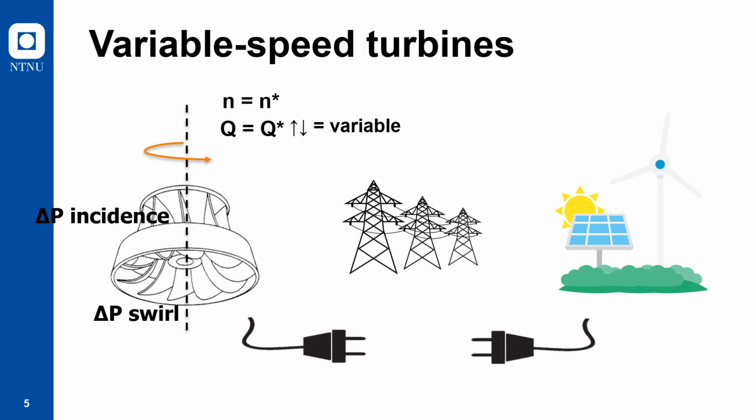The philosophy behind variable speed turbines is that by letting the runner speed also be a free parameter for regulating power supply, the incidence and the swirl losses of the runner can be reduced, and the efficiency of the hydropower plant operating outside best efficiency point will be increased.